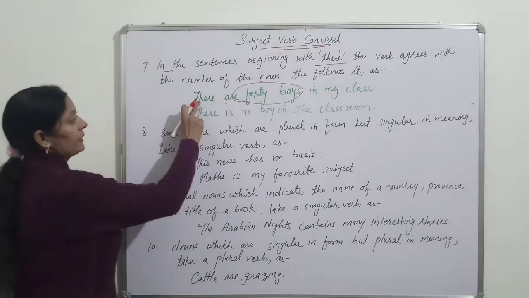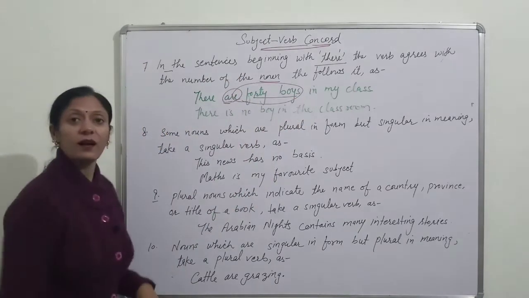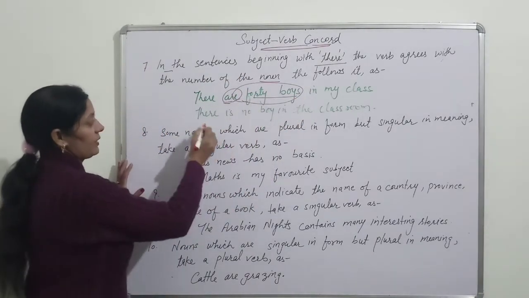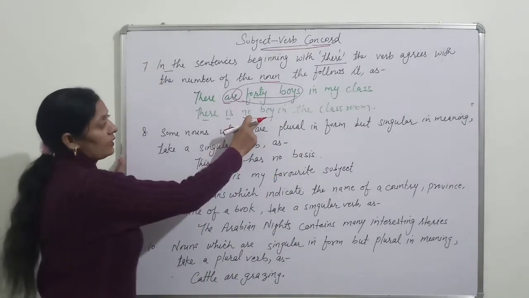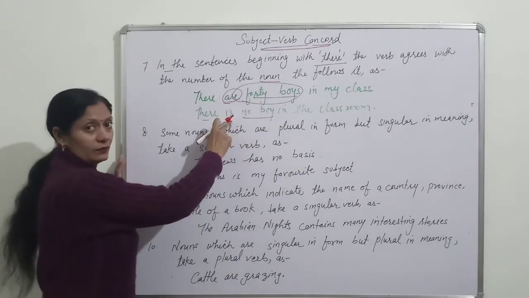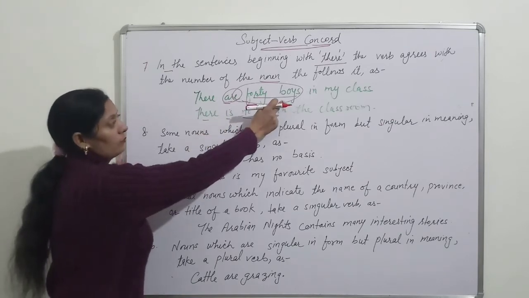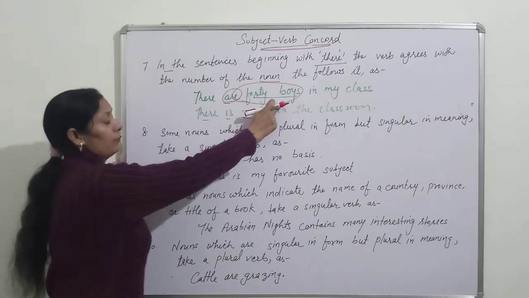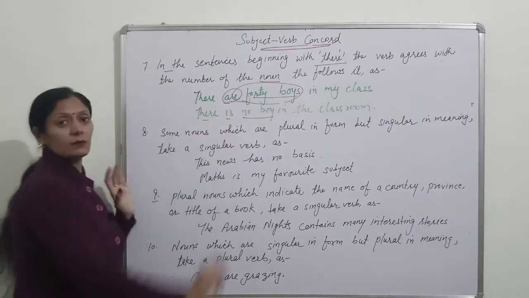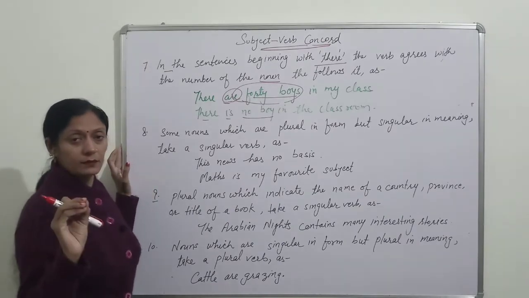Okay. There are 40 boys. 40 boys, we are using here "are". There are 40 boys in my class. There is no boy in the class. So a singular noun is following the verb, so the verb is used singular. If the noun which is following the verb is plural, then we use a plural verb. Okay. So remember this.